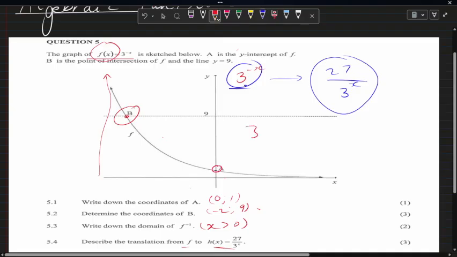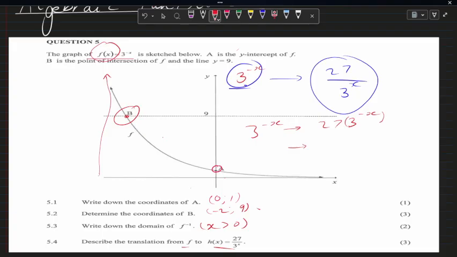The graph that we started with is this one, right? 3 to the power of negative x. And then the graph that we have is this guy, 27 over 3 to the power of x. And you will agree with me that I'm allowed to take 3 to the power of x to the top and then it becomes 3 to the negative x like this. And we know that 27 is actually 3 to the power of 3.